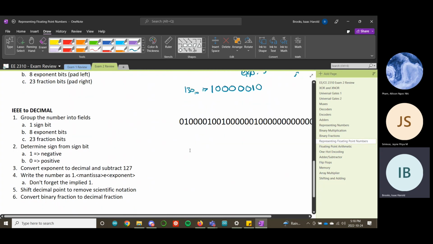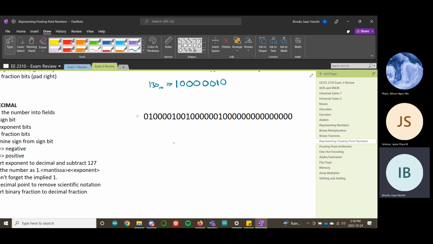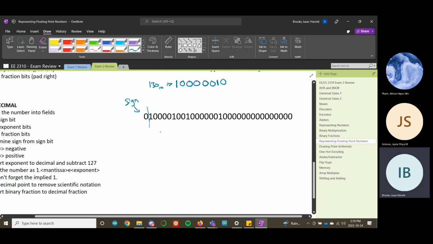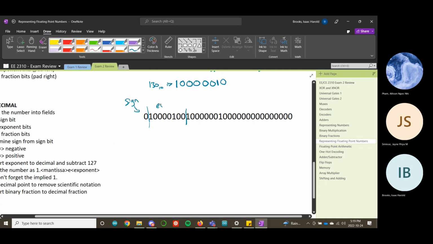So converting it the other way, of course, is just a matter of splitting up the bits. So the leftmost bit is the sign bit. This is our sign, which indicates that it's a positive number. Next, we have 1, 2, 3, 4, 5, 6, 7, 8 bits for the exponent. And then this is the mantissa, or the fraction part.